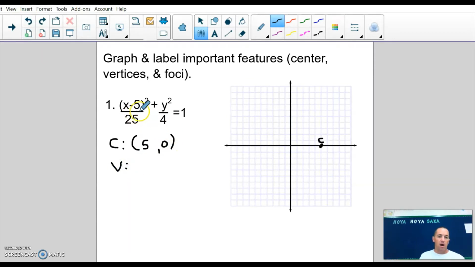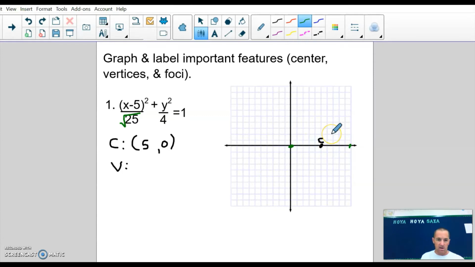All right, so we talked about how the number underneath the x is going to tell us how far to go left and right. So we're actually going to square root that number. So we're going to say, all right, what is the square root of 25? And so that 5 is going to tell us to go right and left 5. 1, 2, 3, 4, 5. Oh, there we go. 5, come on. And then left. We've got to go left from the center as well. So 1, 2, 3, 4, back to the origin. Right there.